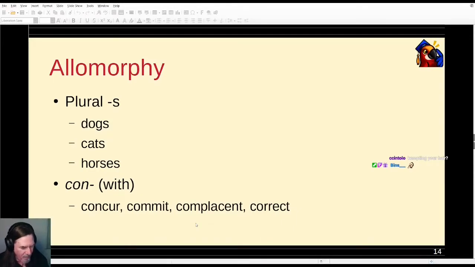Now, one thing to remember: when we're talking about morphemes, we can't just look at the written form. We have to think about the sounds as well. Take a look at what we've been calling plural S. How is that pronounced in those three examples?